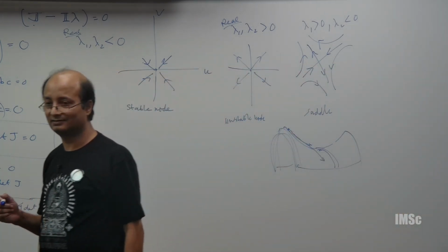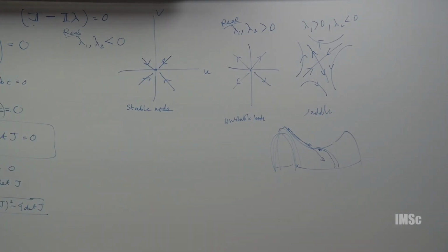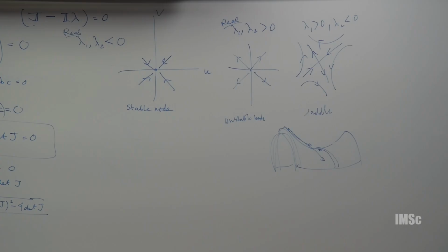Stable node, lambda 1 times lambda 2 should be positive, right? Both are negative, and the sum would be negative. No, I didn't understand. Lambda 1 and lambda 2, if both are negative, the product will be positive. There's a comma in between: lambda 1 greater than 0, lambda 2 greater than 0. It's not the product, it's individually. I'm saying what would happen if they're individually both positive? Yeah, what is your question?